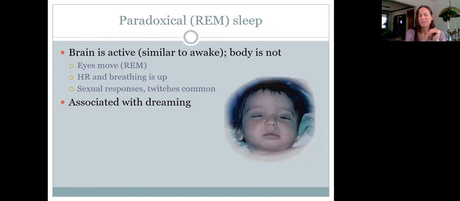But then there are some weird things. Your body doesn't move. You get these sexual responses. Men will get an erection during this time, and women will tend to get vaginal lubrication during this time.